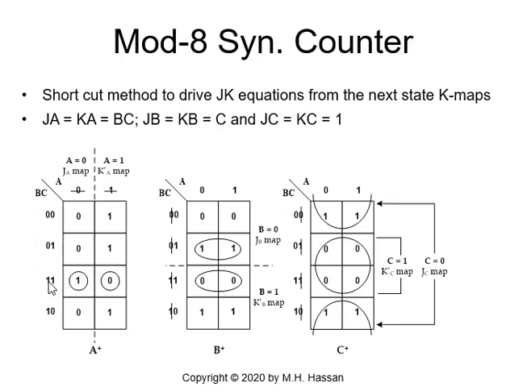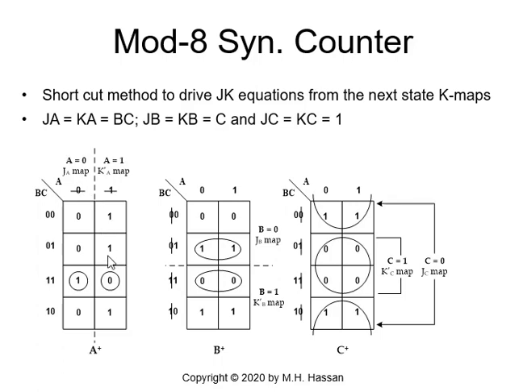The answer is BC. It is really BC A prime, but A prime is the coefficient. It is BC A prime. A plus is equal to JA, right? JA A prime. So we ignore the A prime. We ignore the A prime.